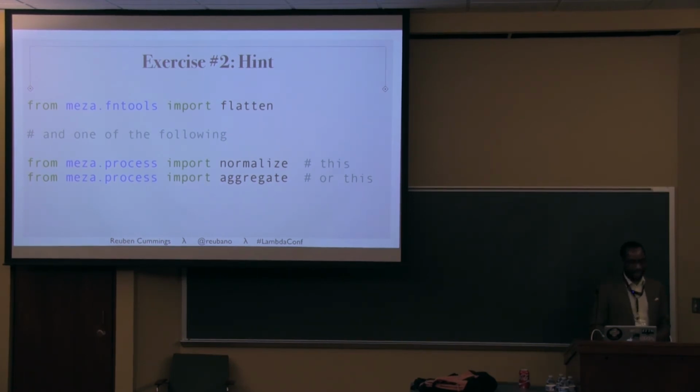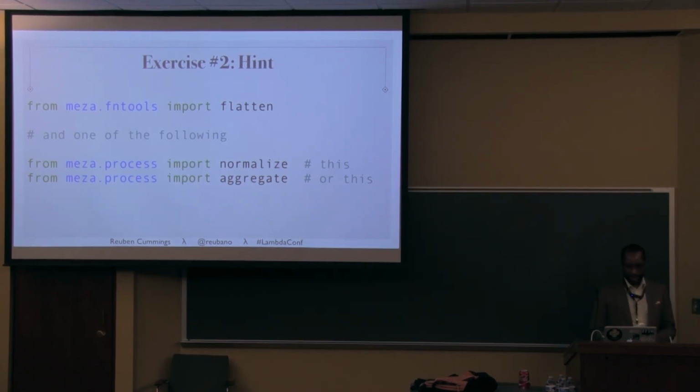And here is a hint for some of the things that you need to use. In Meza, there's a function called Flatten. One caveat about Flatten is that since it is in the fntools module, instead of taking an iterator of records, Flatten takes an individual record. That's one difference. So that's one caveat for Flatten. And then there are multiple ways to solve this problem. Depending on how you do it, you can either use the normalize function from Meza or the aggregate function.